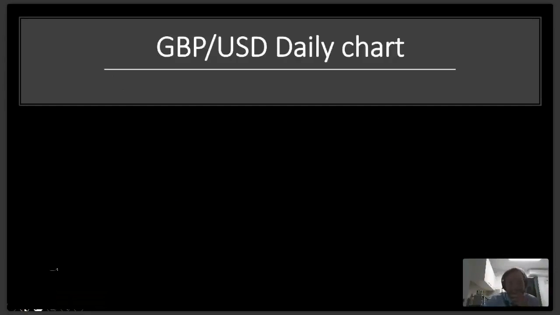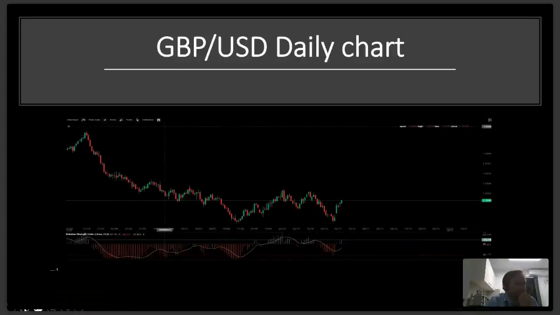This is the British pound US dollar, the cable, on a daily. So here is our RSI, all right? We've got our 30 level around here, and we've got our 70 level around the top here. So let's have a look. At the moment, approaching the 70 level, indicating that maybe the pound is overbought against the dollar. What does the market do? Indeed, the market starts to sell off.